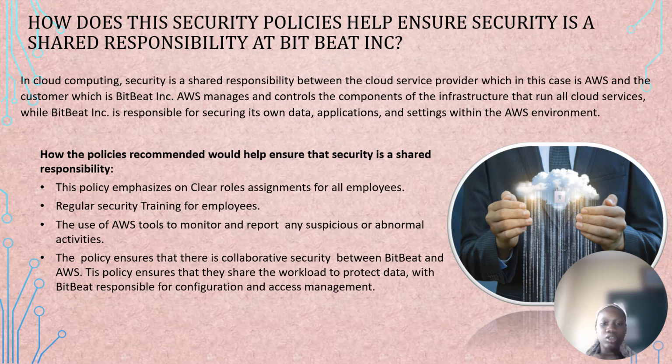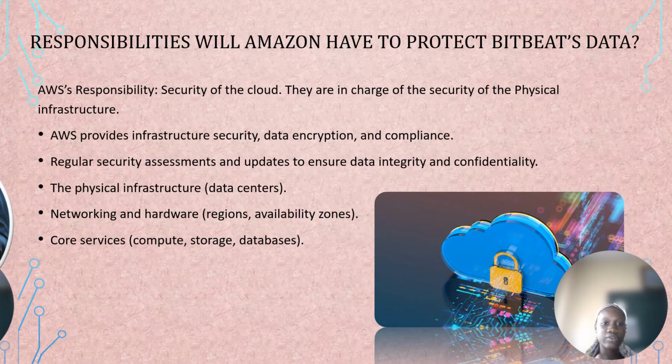So there's a collaborative security between BitBeat and AWS, just like I mentioned in the security responsibility, and we're going to dive into that. AWS is responsible for security of the cloud, which means the physical infrastructure, the data centers wherever they are in different countries, the regions, availability zones, the compute, the storage, and the databases. They are in control of that. They secure those aspects for you, and so AWS provides infrastructure security, data encryption, and compliance.